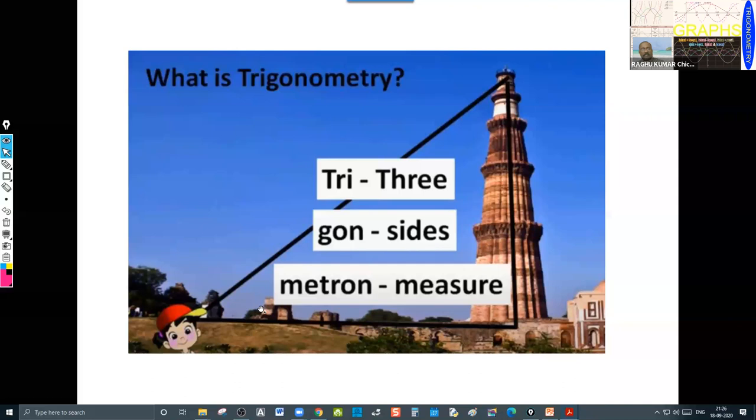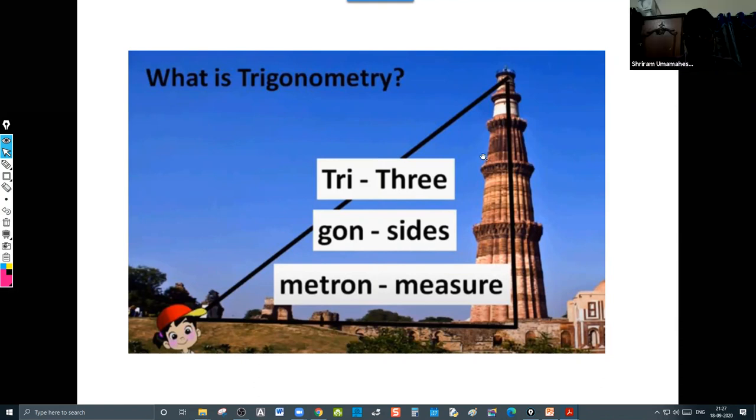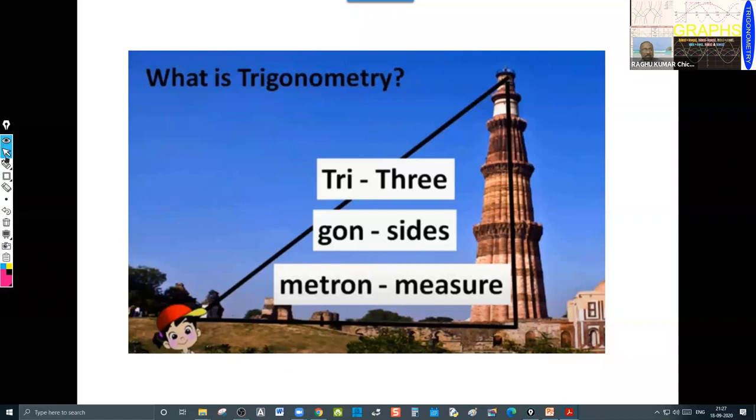That goniometer gives you this angle here. If you measure this angle and you know the horizontal distance, then tan theta, as you read in 10th class, is opposite side by adjacent side. From that we get the opposite side. So the applications of trigonometry go like this: you can find the height of the tower using trigonometry.